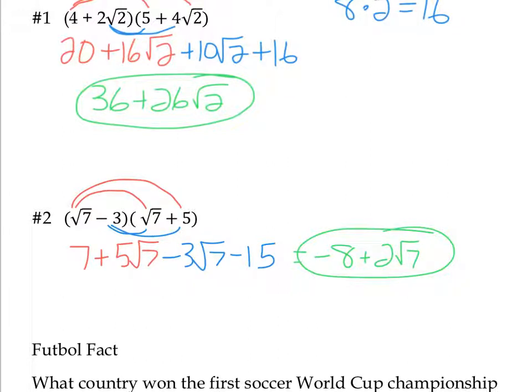So you're foiling, just like you would if there weren't radicals there. We just have to make sure we know how to work with the radicals in terms of when we multiply them by themselves, and we have the like terms there at the end that we can add or subtract.